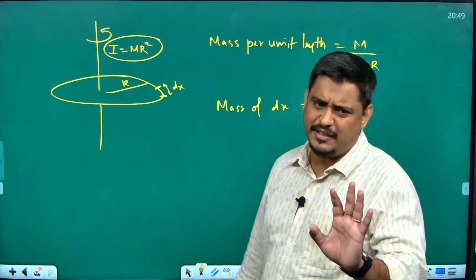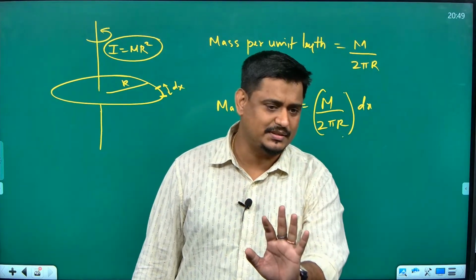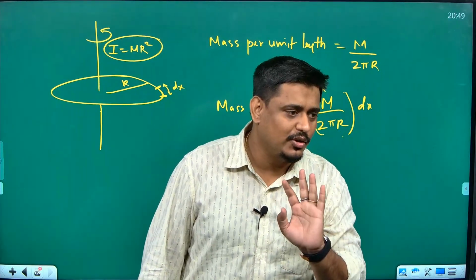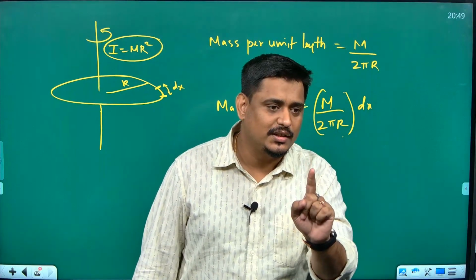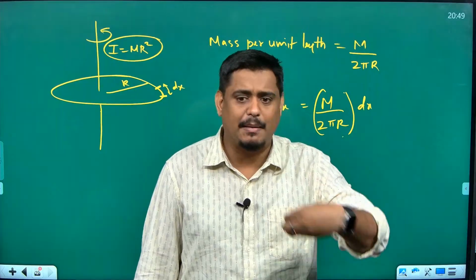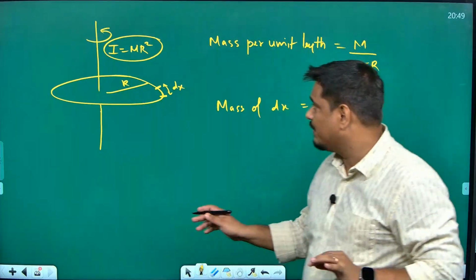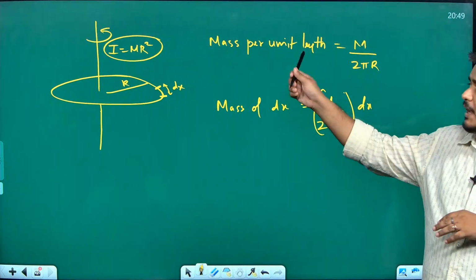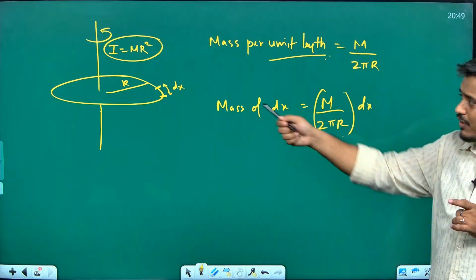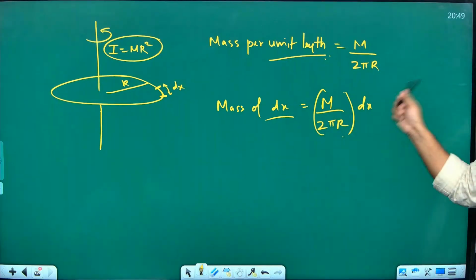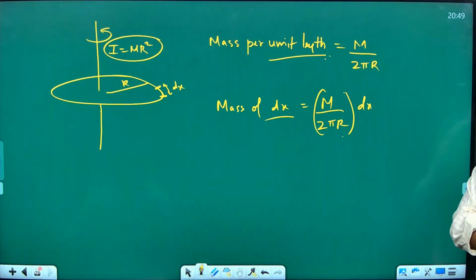Same thing. If 10 mangoes are costing 100 rupees, what is the cost of 2 mangoes? For 10 mangoes costing 100 rupees, I want to find the cost of each mango. That is how you learn, and then you multiply by 2 to get the answer for 2 mangoes. Same way, total mass was m, I found mass per unit length. For unit length, what is the mass? M by 2 pi r. So for this dx length, the mass is m by 2 pi r into dx. Is it clear what I am trying to say?